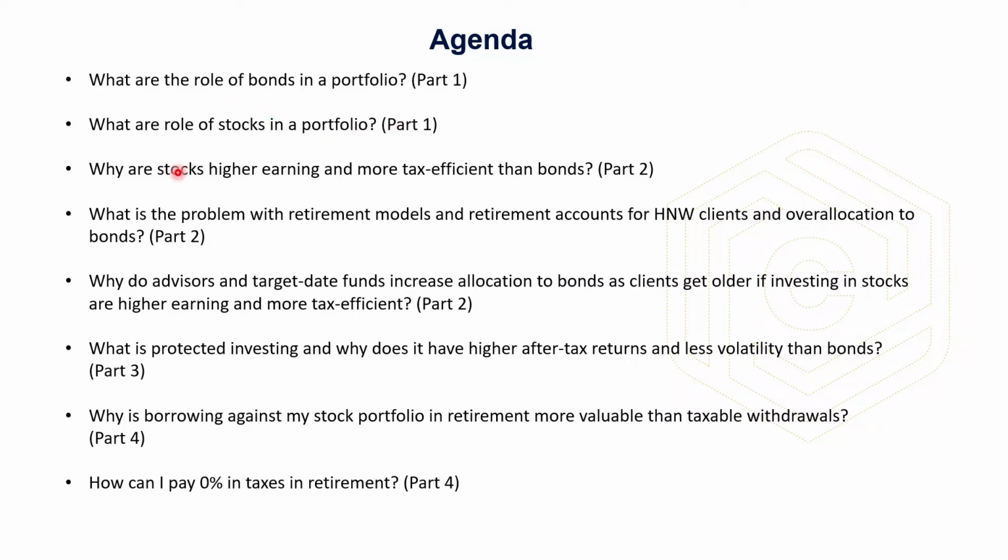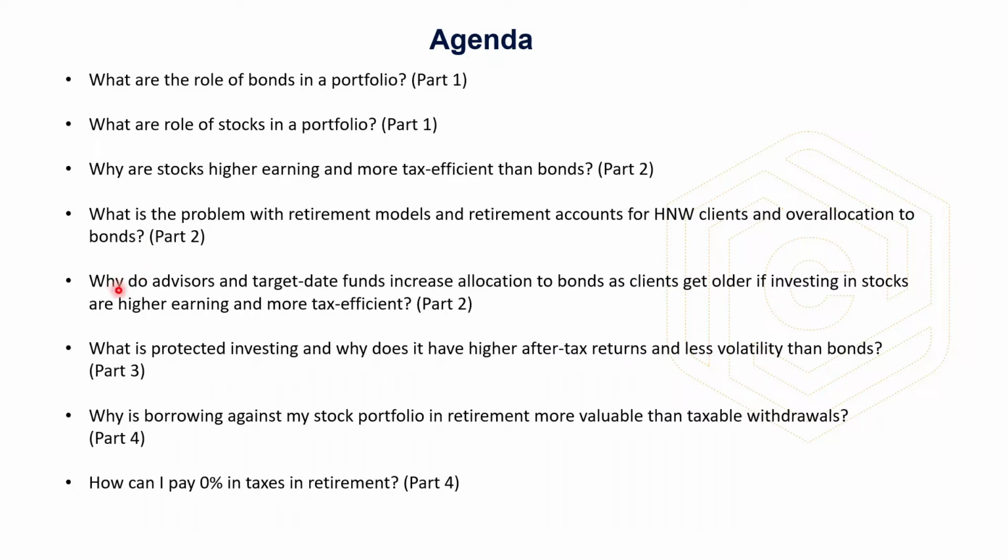In part 2, we'll be talking about why stocks are higher earning and more tax efficient than bonds. So that's really going to be of interest and a key part of this presentation. Again, that'll be in part 2. In part 2, we'll also be talking about the problem with retirement models and retirement accounts for high net worth clients and why traditional models over allocate to bonds, even though bonds are lower earning and not as tax efficient as stocks. So that's, again, a very important part of the section.